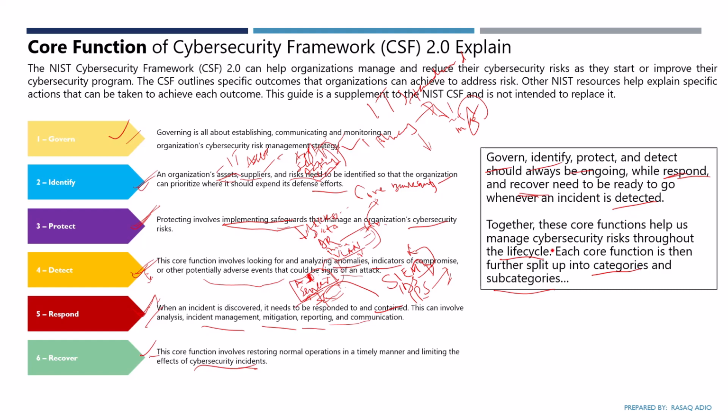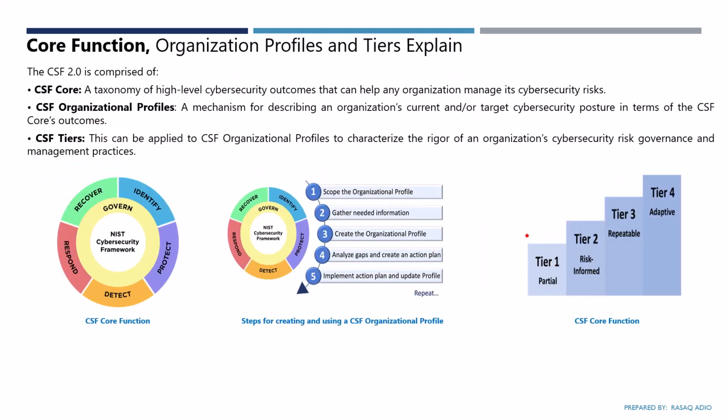You remember? So these are what we need to brief you about: what the core function changes are and what they entail in this new Cybersecurity Framework 2.0 from NIST. Let's move on. So the core functions, as we have discussed, we have 6 now, right? Don't forget: govern, identify, protect, detect, respond, and recover. So these are the NIST Cybersecurity Framework CSF 2.0.